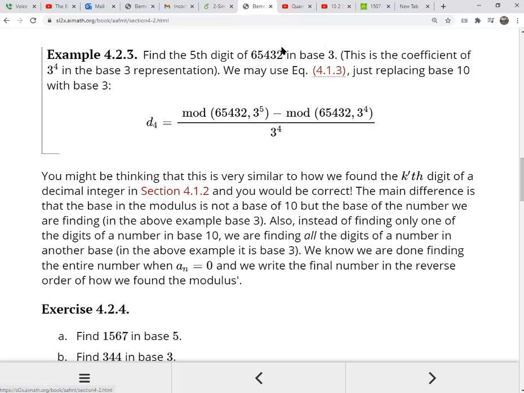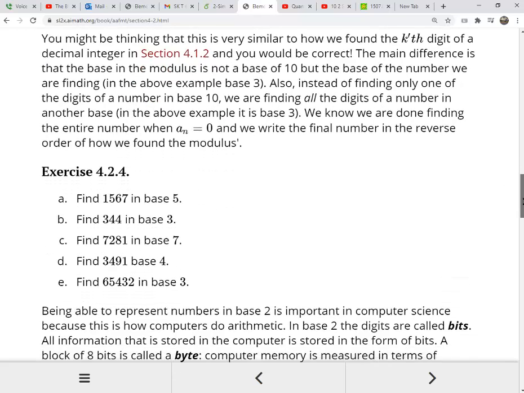Okay, so if I wanted the 5th digit of this number in base 3, you can't look at this and tell me what it is, but I can use this formula. As I said, instead of 10, I'm going to use 3. So I take the number, remainder mod 3 to the 5th minus remainder mod 3 to the 4th divided by 3 to the 4th. Okay, so here's some exercises which gives you a chance to practice that.